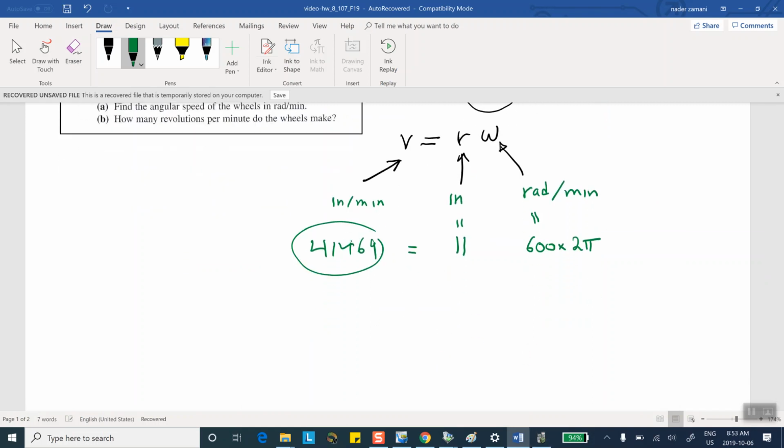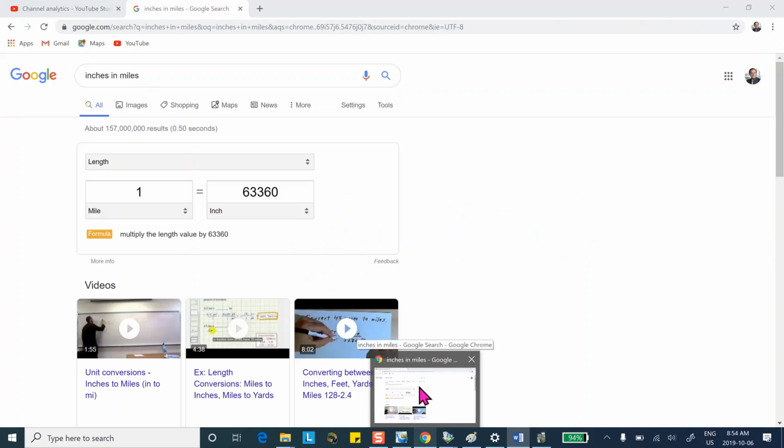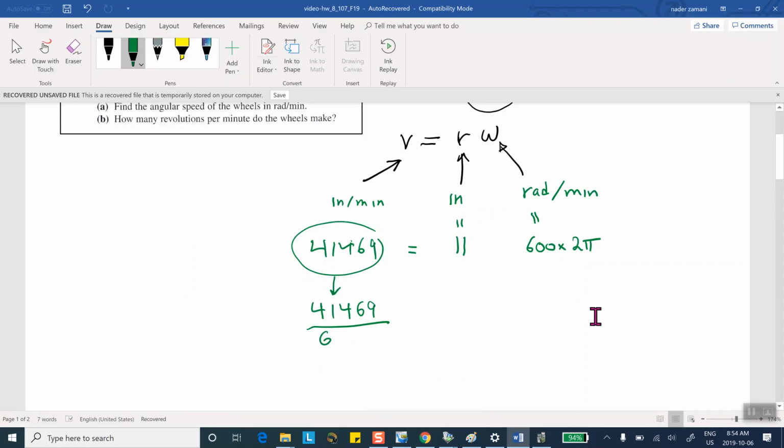If I want to know how many miles this is, I divide that 41469 by the number that I saw on Chrome, which is 63360. So this is miles per minute, but since you're asked to find it in terms of miles per hour, you have to multiply it by 60. So this is miles per hour. Let's go ahead and do that.